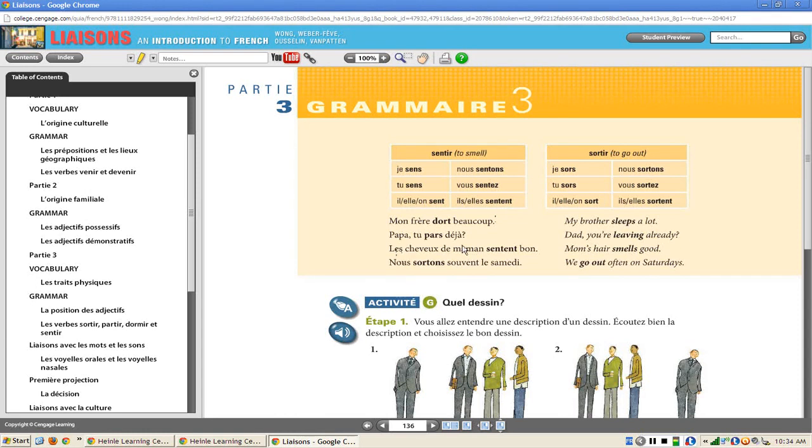Here, the book gives you an example. Les cheveux de maman sentent bon. Her hair smells good. You notice that bon is not in agreement with les cheveux de maman. Les cheveux de maman sentent, smell, n'est-ce pas? My mom's hair smells good. Elle sent bon. She smells good. Il sent mauvais. He smells bad. Bon and mauvais here are used as adverbs.